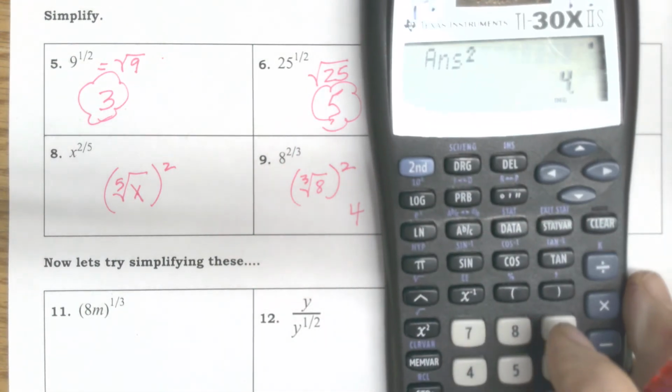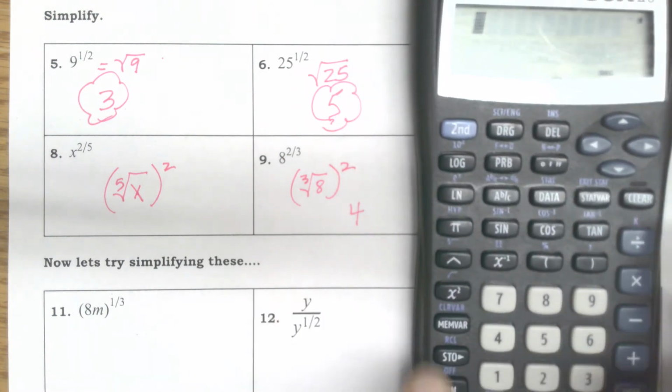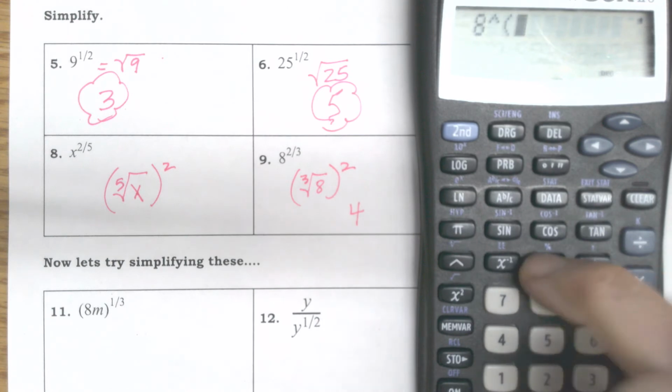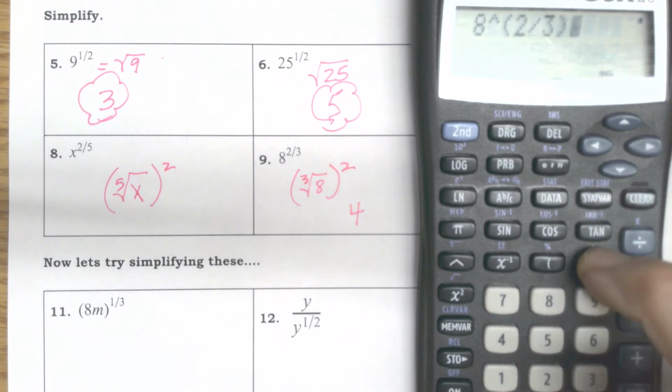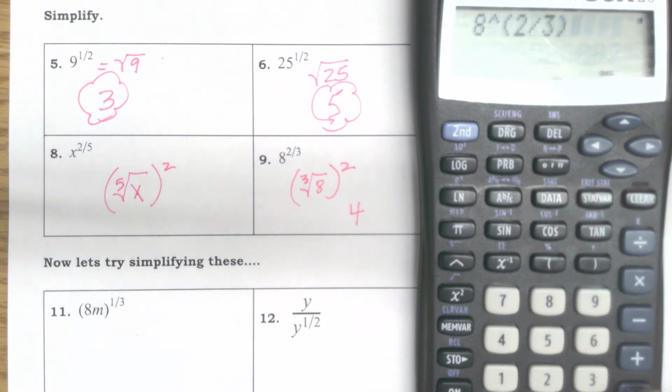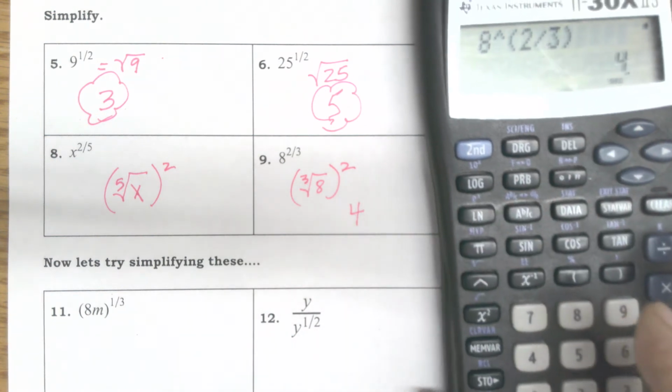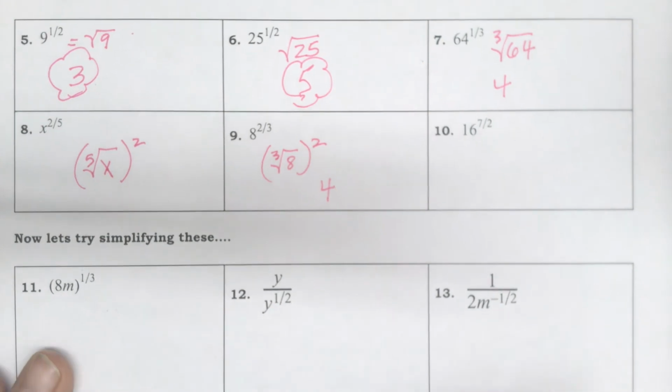Again, I can't stress this enough. If I'm working with the number, I can just plug that in as 8 raised to the fraction, in parentheses, 2 divided by 3 power. What did I get? 4. Matches what I got when I did it the other way. So with the numbers, you have a couple different ways to do it.